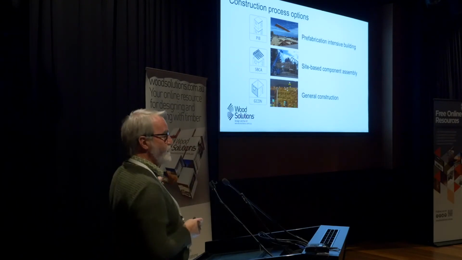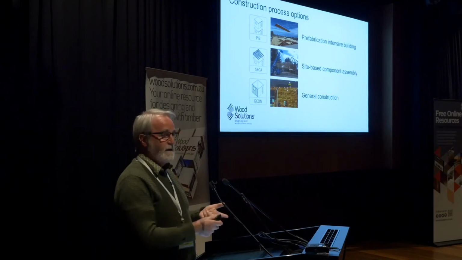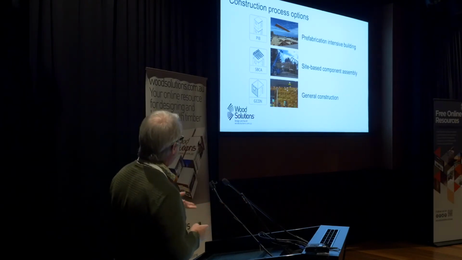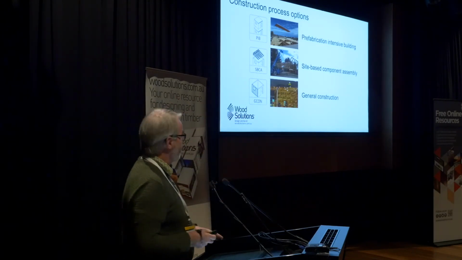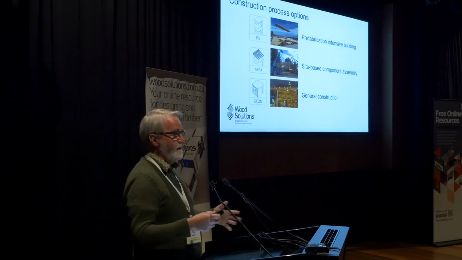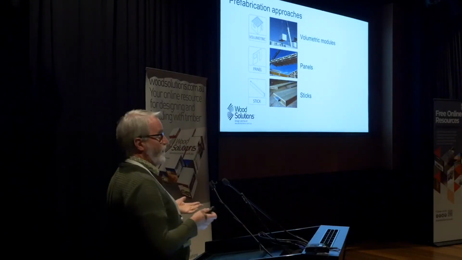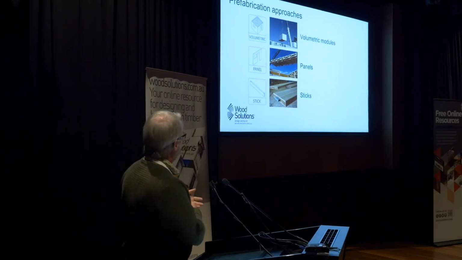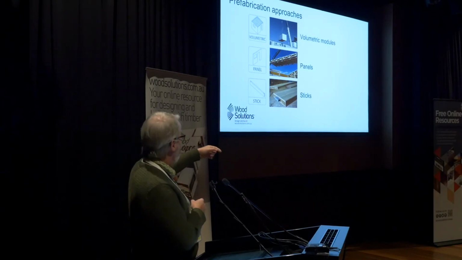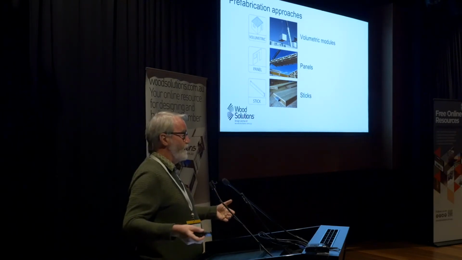Now with wood that's quite easy because the wood comes at the right size, it's relatively light and it's relatively easy to handle. The last one is then general construction, which is, most of us are used to, which is you make it up and you just handle everything, cut everything to size. So if we're going with prefabricated intensive building, there's various things we can do. We know we can make volumetric modules, we know we can make panels, and we know we can make a stick, and we can cut the stick to the right size. We might even put connectors and other things into it.